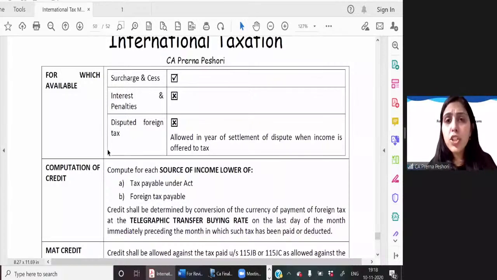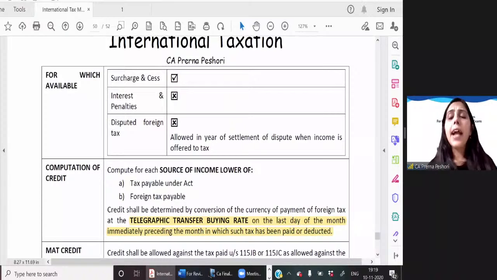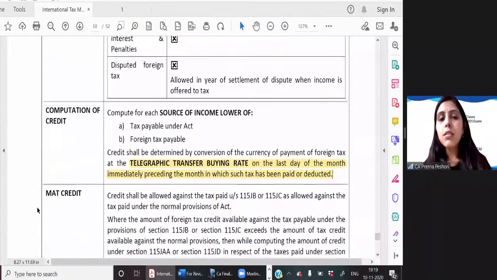What will be the conversion rate for converting the foreign taxes? It will be the telegraphic transfer buying rate as on the last day of the month immediately preceding the month in which such tax has been paid or deducted. Meaning that if the tax is paid in, say, June, then the telegraphic transfer buying rate of 31st May would be used for converting the foreign taxes which have been paid in that country. Clear? Is it clear? Any doubt?